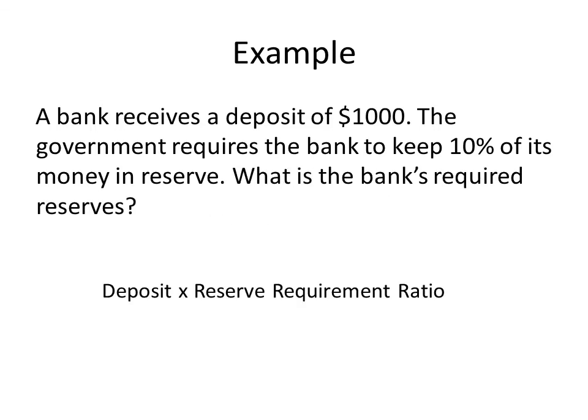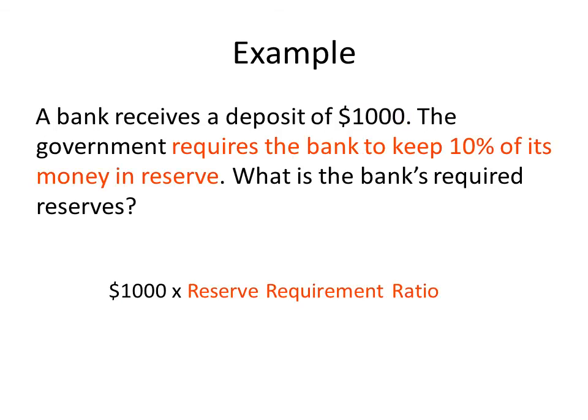The first step is that we need to calculate the amount of money that the bank is required to keep. So we need to find out what the bank's required reserves are. To do that, we need to multiply the deposit times the reserve requirement ratio. In this case, the deposit is $1,000. And so we will substitute in $1,000 for deposit in the formula for the bank reserves.